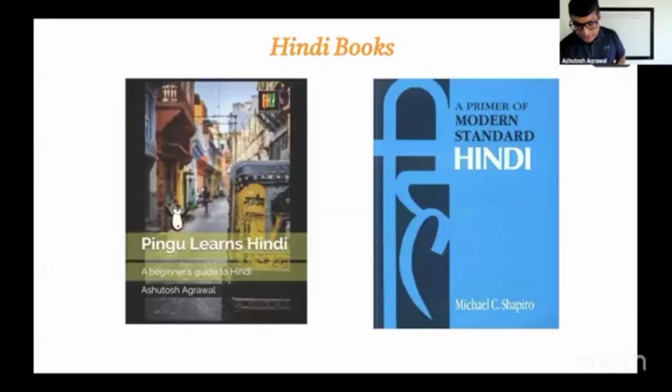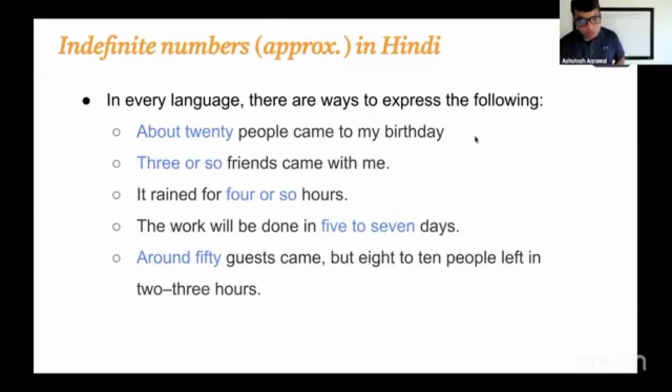My goal is, by the end of today's class, you should be able to talk about indefinite numbers in Hindi. Almost all languages have this concept of indefinite numbers, where you're talking about approximation, around something. So by the end of this class, you'll be able to say sentences like "about 20 people came to my birthday party," where you don't want to give an accurate number, because a lot of the time we talk about approximation. Or you will be able to say "3 or so friends came with me." Slightly different than before, but you are still giving the approximation.